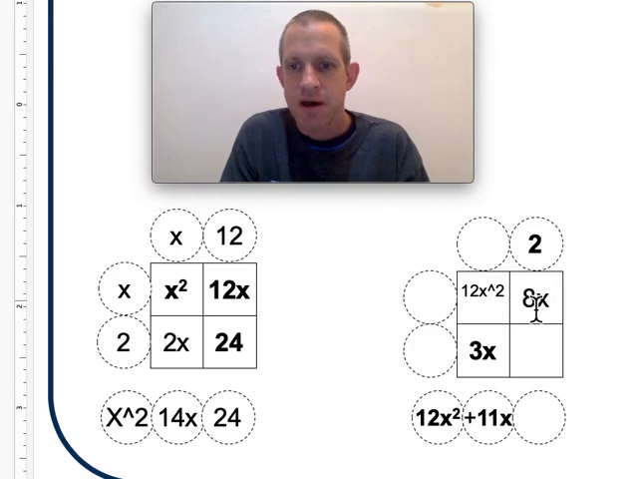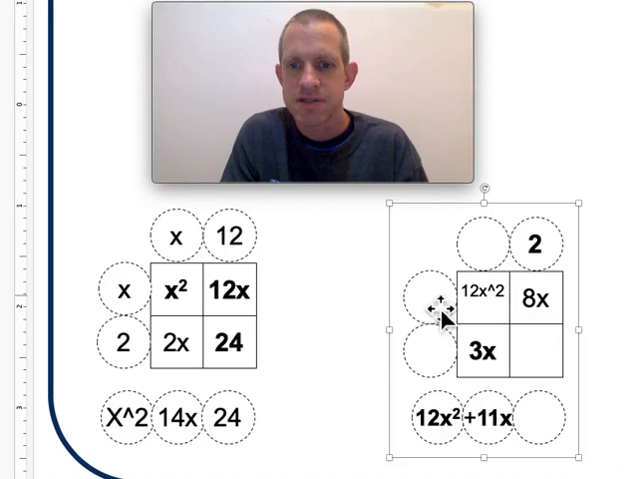For instance, I know 2 times something has to equal 8x. And so if I think in reverse, 2 times something, 2 times 4 is 8, and I would need an x. So I think this has got to be a 4x.